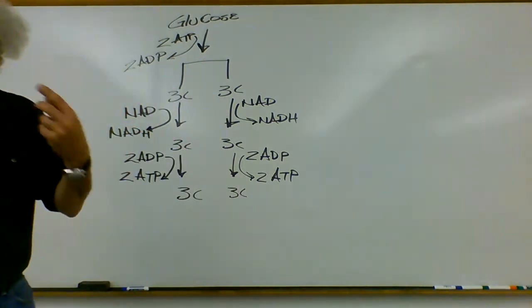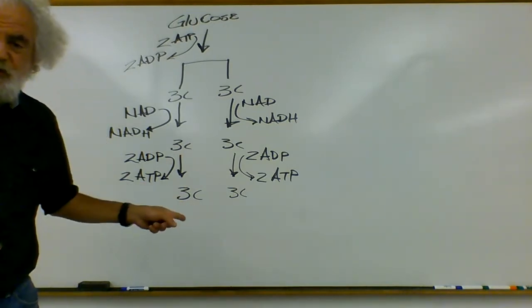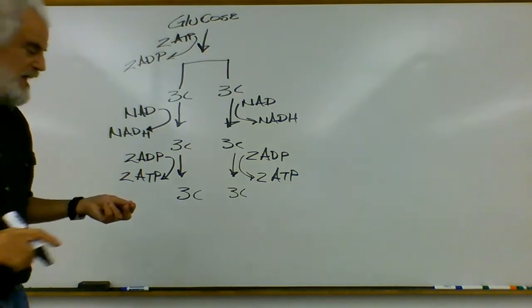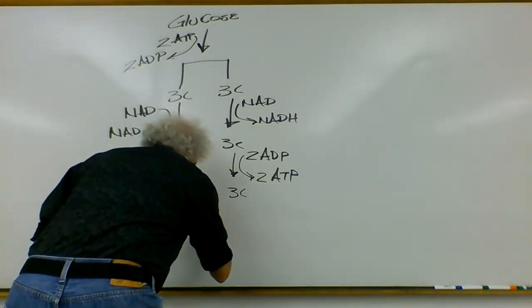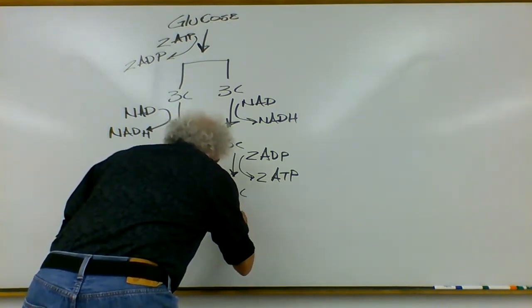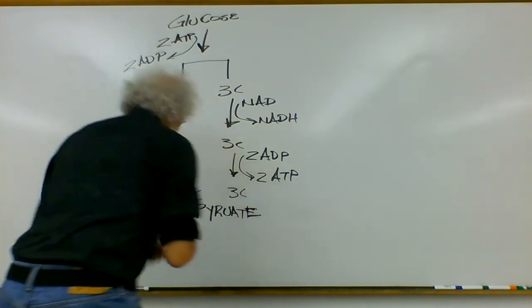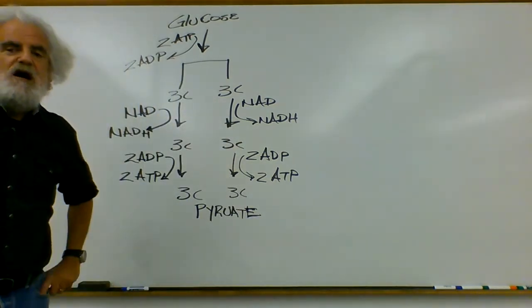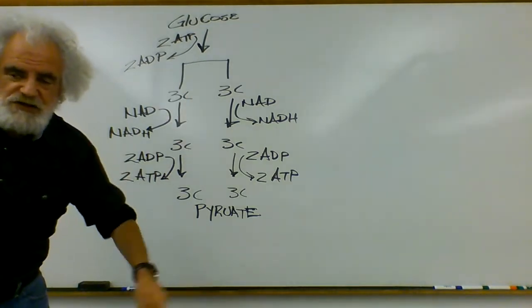Now, we're not going to get into too many names of the different molecules for our purposes, but this is a really important molecule name. So I want you to know this. This is something that is known as pyruvic acid, also known as pyruvate. That's the end result of glycolysis. Congratulations, you've gone through glycolysis.